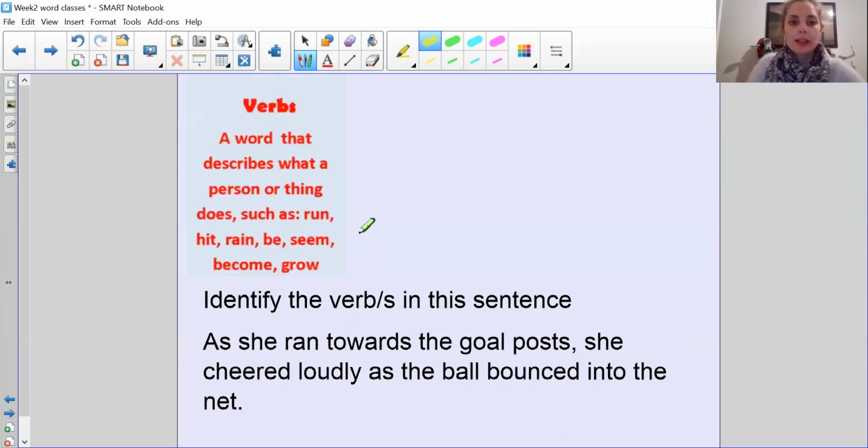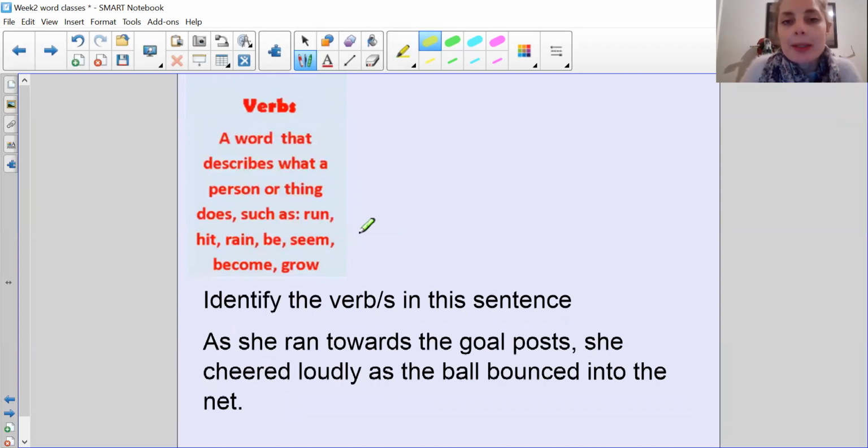Right, the next word class we're going to look at is verbs. Now, verbs are action words, so they tell us more about the action. So run, seem, grow. They are generally things that you can also do. Okay, so if you can do it, it is generally classified as an action. So see if you can find the verb in that sentence.